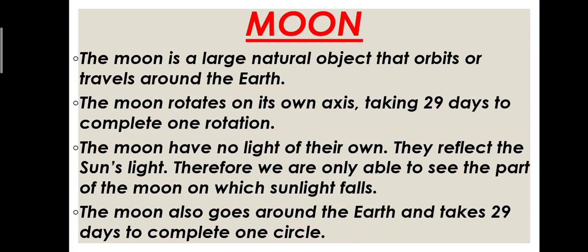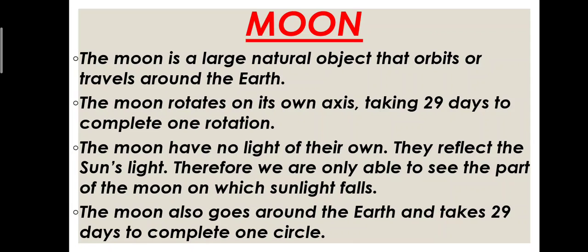First, we are talking about the rotation of the moon. The moon rotates on its own axis and it takes about 29 days to complete one rotation. If we talk about revolution around the earth, the moon goes around the earth and takes 29 days to complete one circle. So for rotation it takes 29 days, and for revolution it also takes 29 days to complete one circle. So the speed of rotation and revolution of the moon remains the same. This is a very important point.